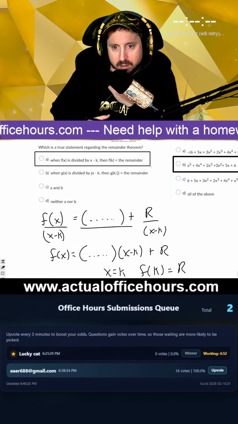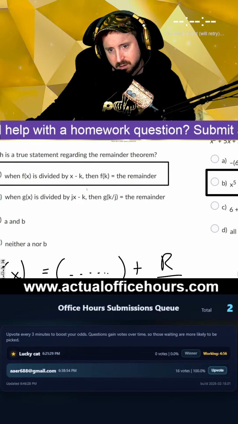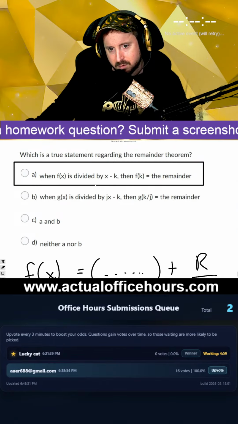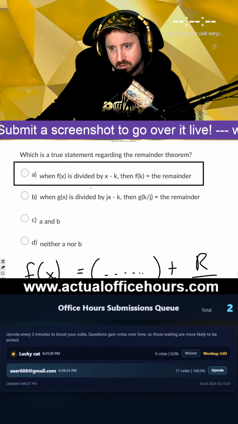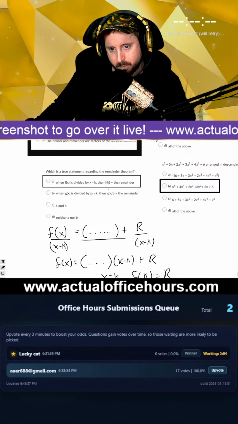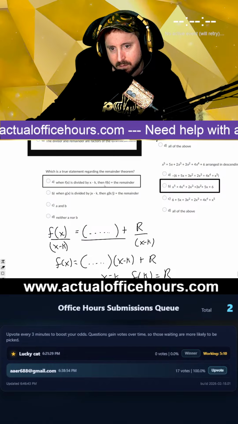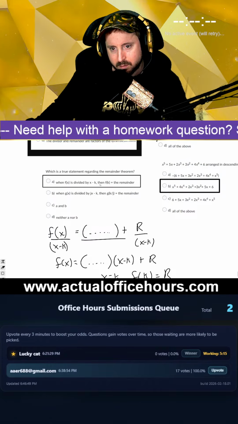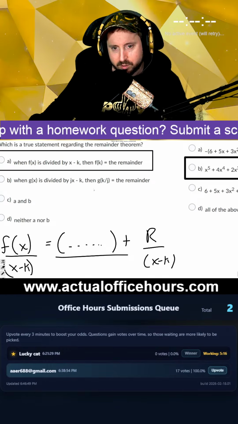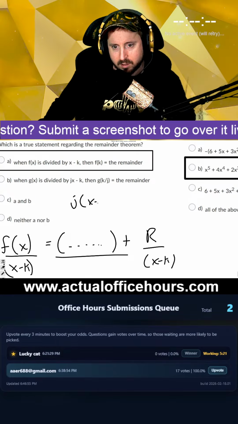When it's divided by jx minus k, then k over j is also the remainder? Interesting. Well, this is the same thing as j times x minus k over j.